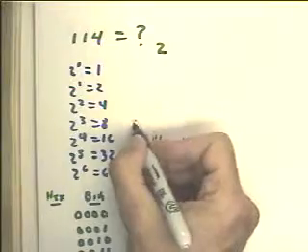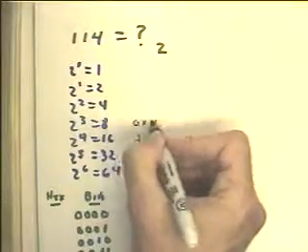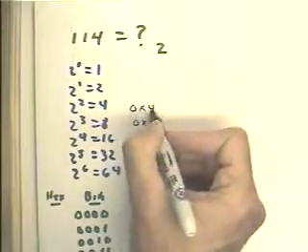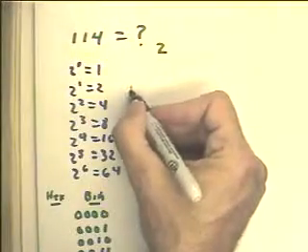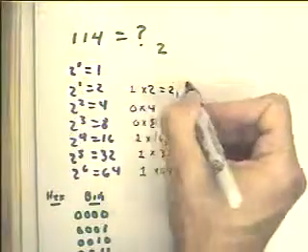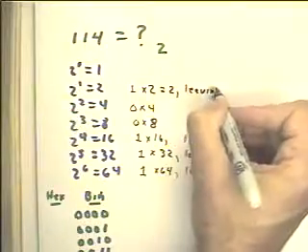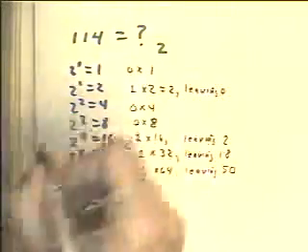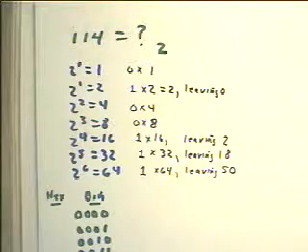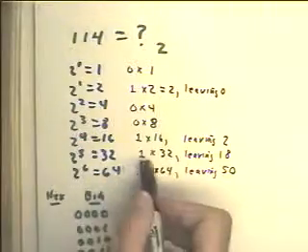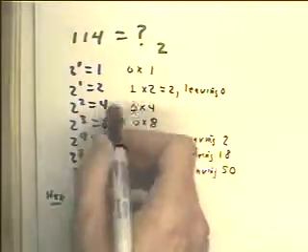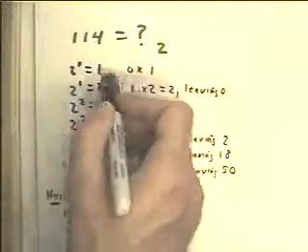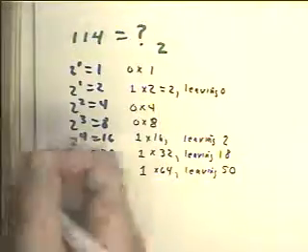To get the 2, we can't use an 8. We can't use a 4, so we don't use either of those. We do need to use a 2. Leaving us nothing, so we're not going to use any 1s. The number that we get, therefore, is 1 times 2 to the 6th plus 1 times 2 to the 5th plus 1 times 2 to the 4th plus 0 times 2 to the 3rd, 0 times 2 to the 2nd, 1 times 2 to the 1st, and 0 times 2 to the 0.